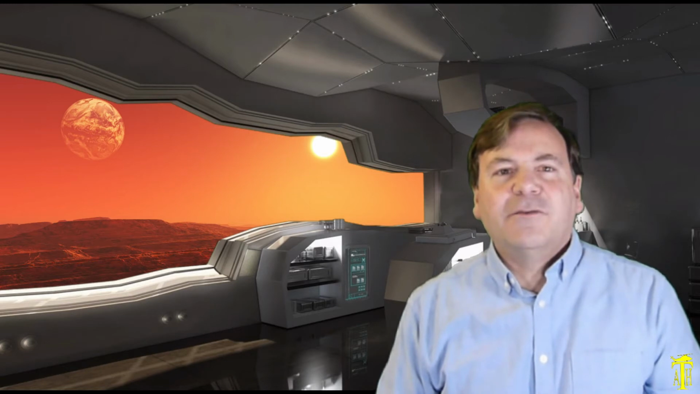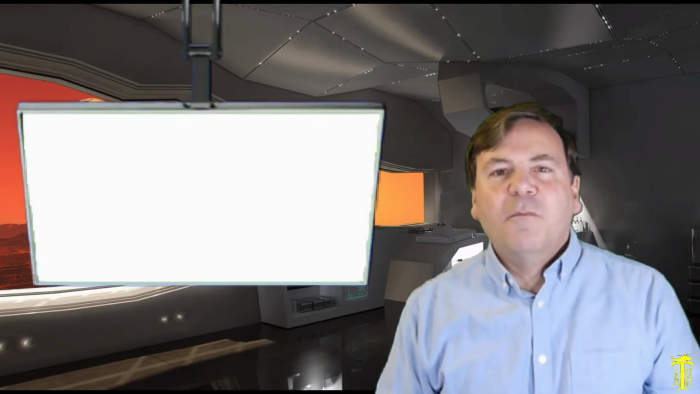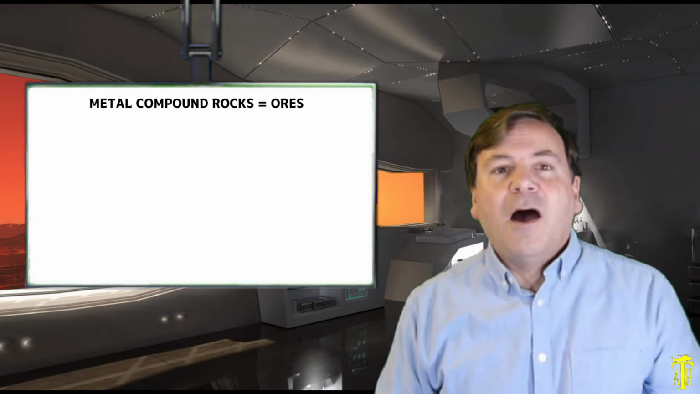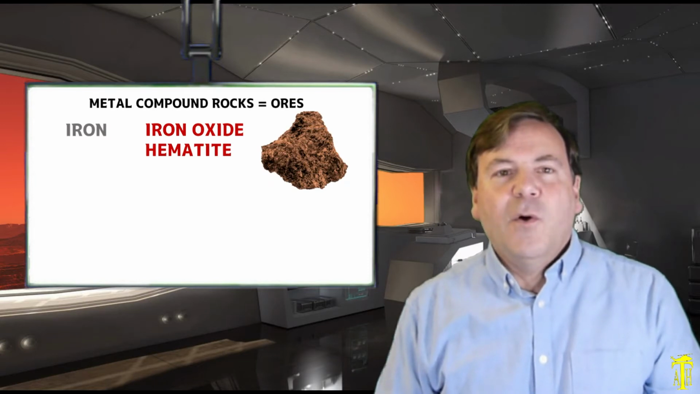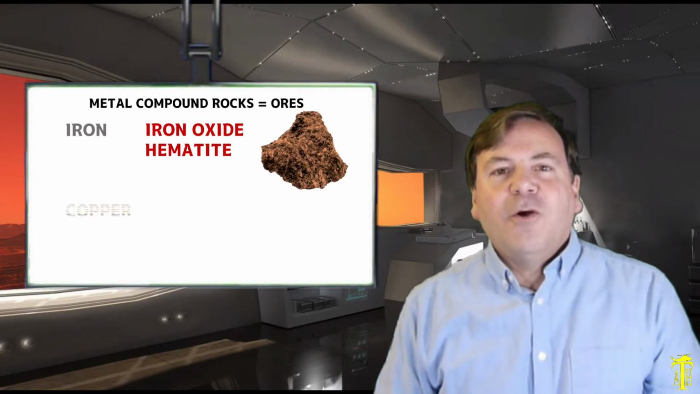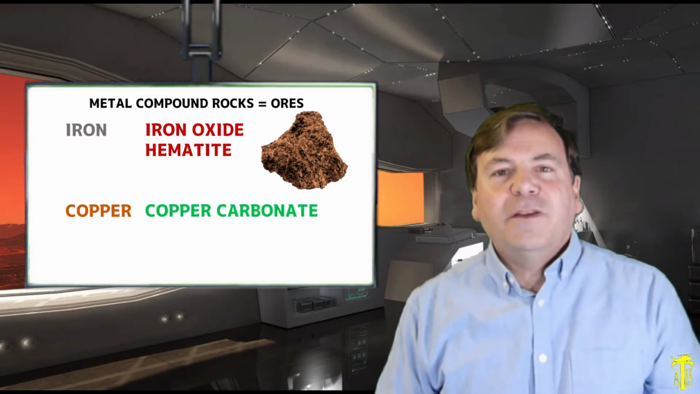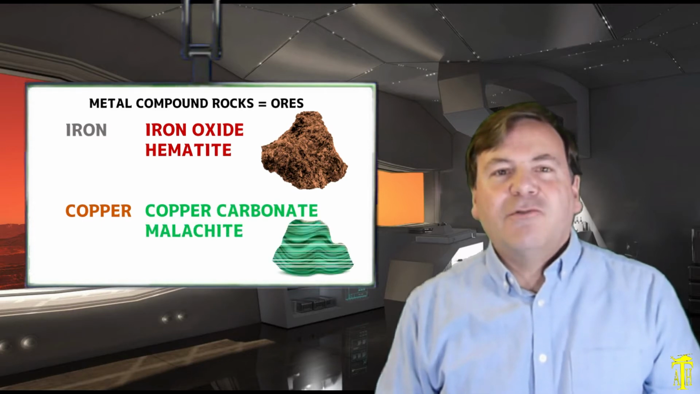Everyday metals such as iron and copper are also found in the ground, but as these metals do react with the chemicals around them, they're found in the form of metal compounds. Iron, for example, is found as iron oxide in red rock, which is known as the ore hematite. Copper is also found in the ground, but as copper carbonate in a green rock called malachite. These compounds are found in rocks which we call ores.